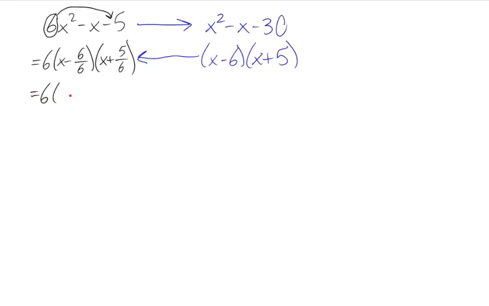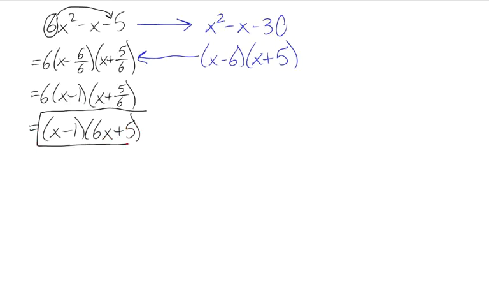Now let's simplify. We get 6 times x minus 1 times x plus 5 over 6, and what we'll always do when we do these, for the sake of making it look like the other form, is we'll multiply through by this number in front to remove the fractions. In this case, x minus 1 is already fine, so it's still x minus 1. And multiplying this time by 6, I get 6x plus 5. And that is the answer.